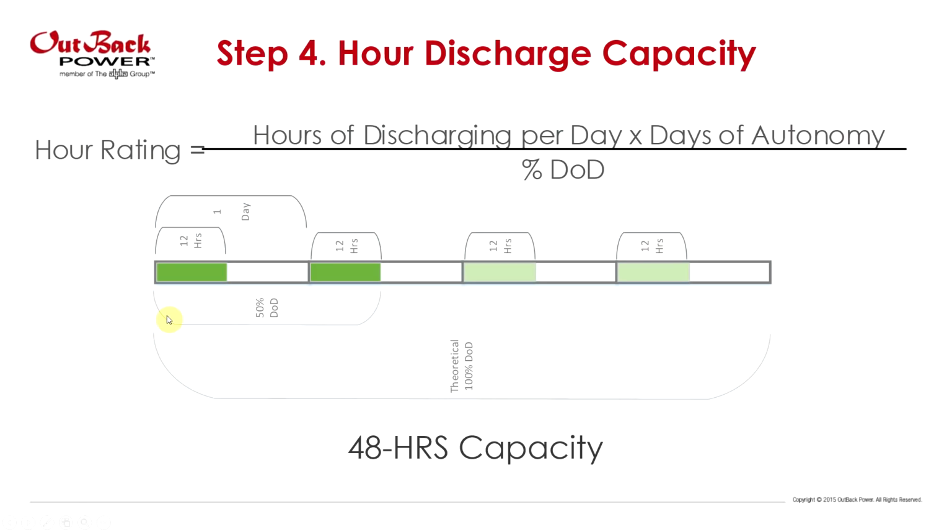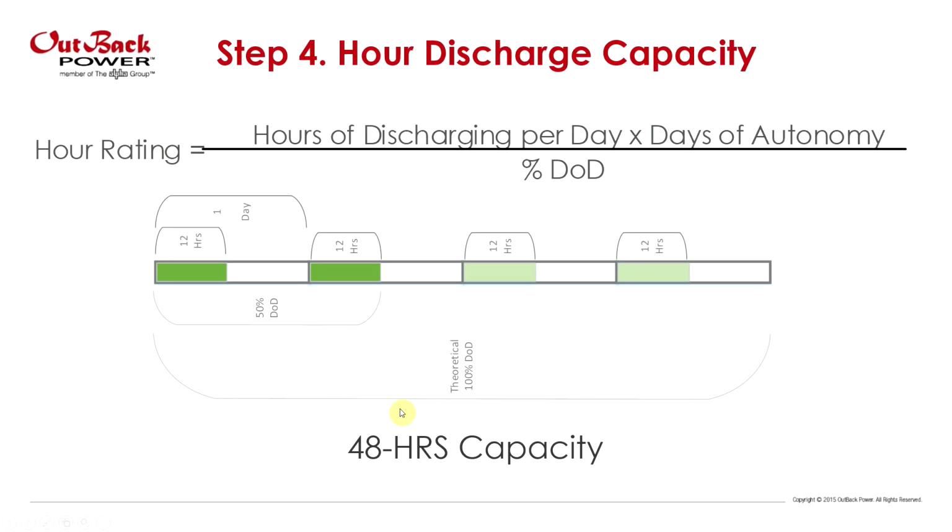Okay, so we have our 12 hours, and then we have another 12 hours. This is our first day of autonomy, or first day, and then our second day. So we know at the end of this, we're going to be at 50% depth of discharge. But remember that our discharge capacity, what you may have called C rates in the past, is dependent on 100% discharged over an X amount of hours. We're trying to get, what's that X amount of hours?